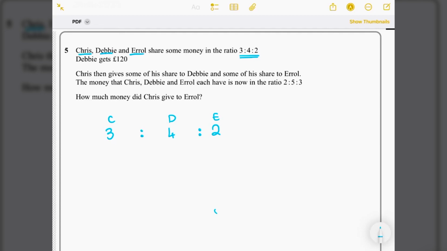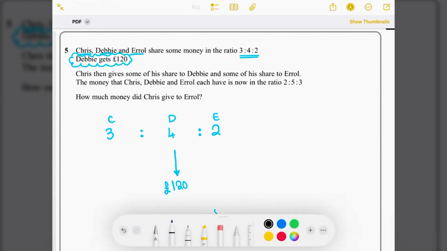Now, some students, whenever they see a ratio, they see a number, they go into sharing straight away. But look here, it doesn't say that they're sharing it. It says that Debbie gets £120. So there was a certain amount of money that was shared between all of them, and after they shared it, Debbie ended up with £120. So to find out how much one part is, I'm going to do 120 divided by 4, and that will tell me how much each part was worth.